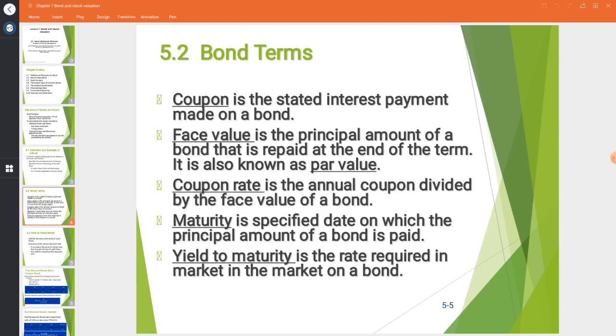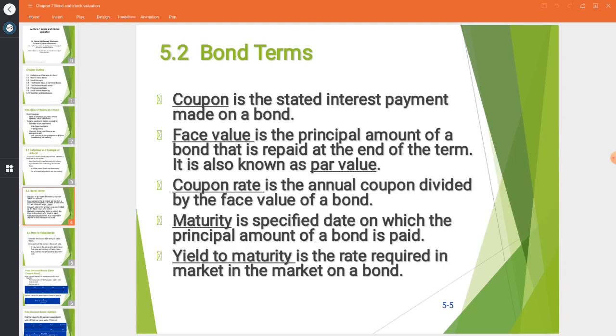The third term related to bond is called the coupon rate. This coupon rate is very necessary to determine the amount of coupon that you are going to pay for this type of bond. The coupon rate can be determined by the annual coupon divided by the face value of this bond.